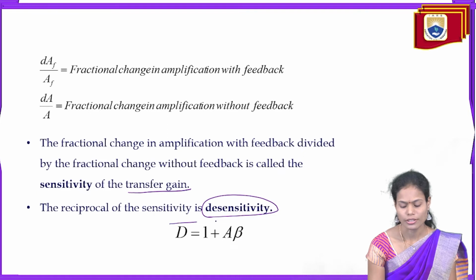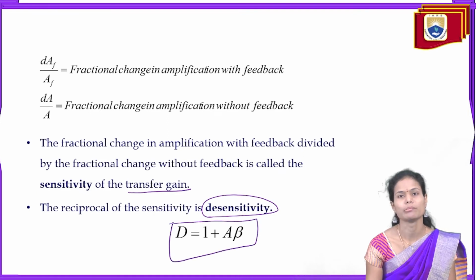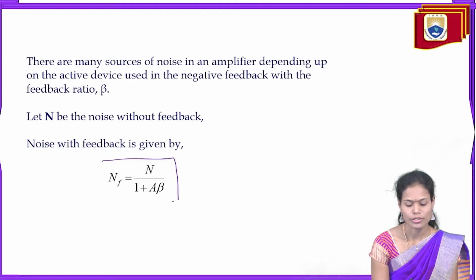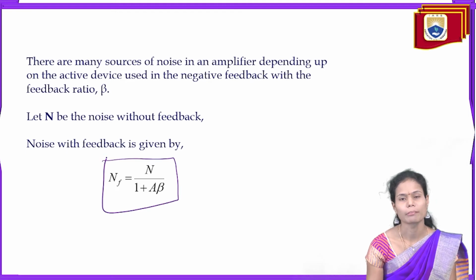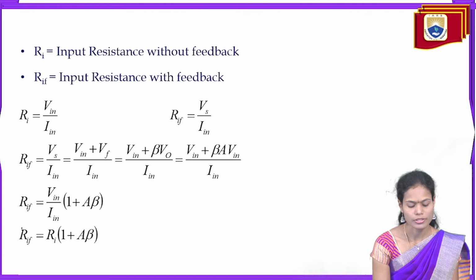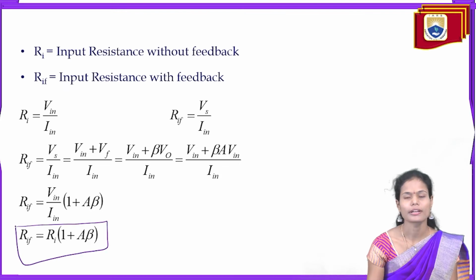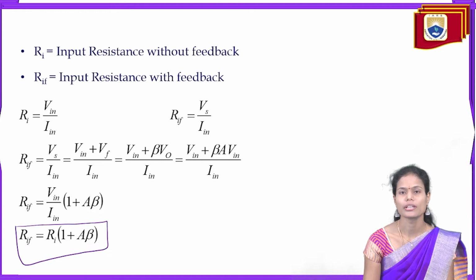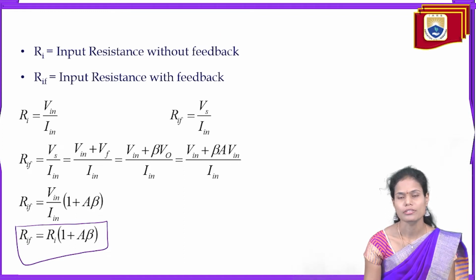So the value of that one is D equal to 1 plus A beta. So the desensitivity value is very high in the case of negative feedback. And so here the noise factor is also reduced by 1 by 1 plus A beta times in the case of introducing the feedback in the amplifier circuit. And also the input impedance is increasing 1 plus A beta times in the case of introducing the negative feedback. So each and every step we need to explain clearly as it is a long derivation.